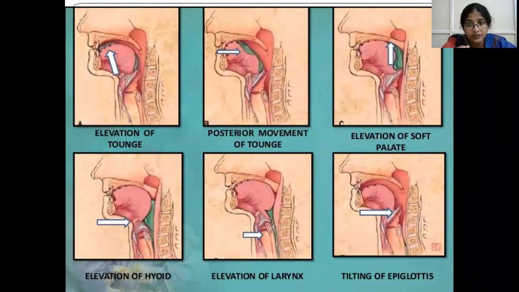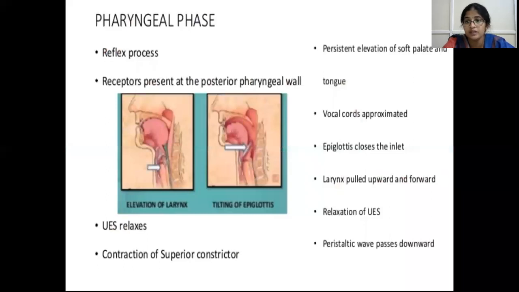Once elevation of the tongue and posterior movement of the tongue occur, the food bolus reaches the pharynx. Then elevation of the soft palate will occur, elevation of the hyoid, and elevation of the larynx. The larynx is elevated and pulled forwards, and the epiglottis closes. These are the changes that occur during the pharyngeal phase. The pharyngeal phase is an involuntary, reflex process.